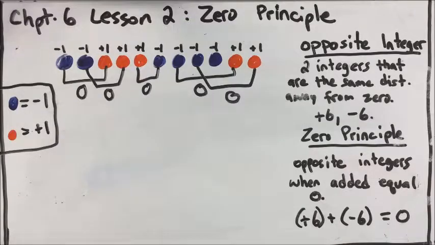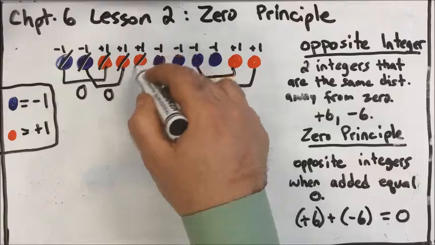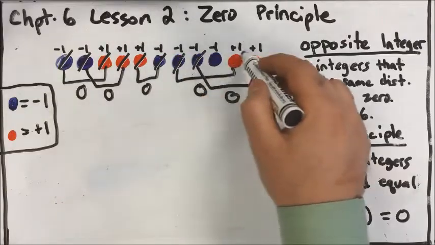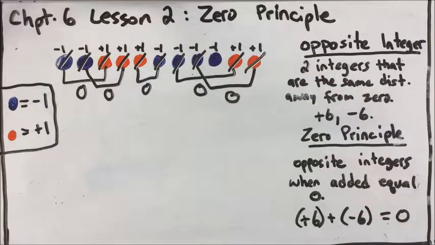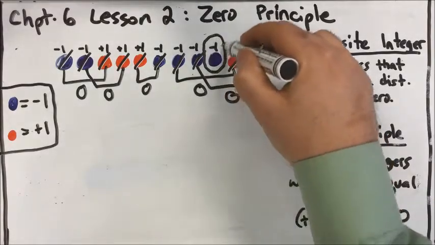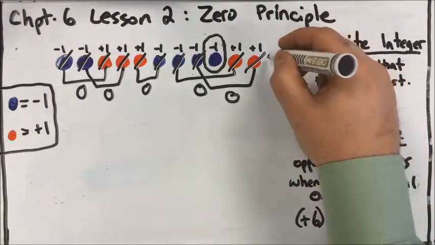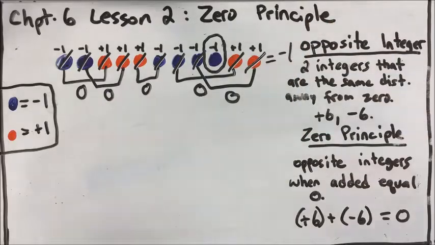So by creating zeros, we have gotten rid of all of these integers, except for one of them. What are we left with? We are left with one blue counter, or one negative 1 integer. So this answer would be negative 1.